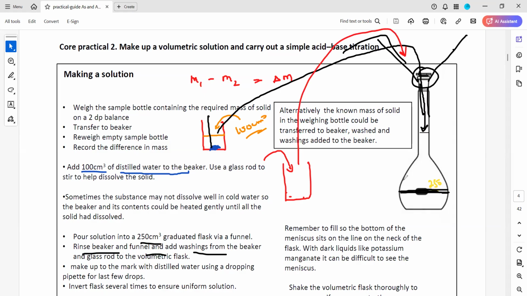When we transfer the washings, the volume will increase but may not reach the mark. Then at the end, we reach the level by adding deionized or distilled water, adding water until it reaches the mark.